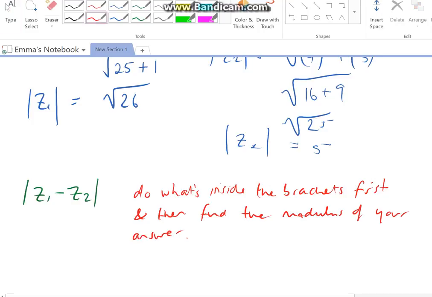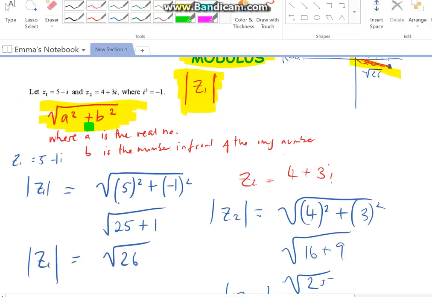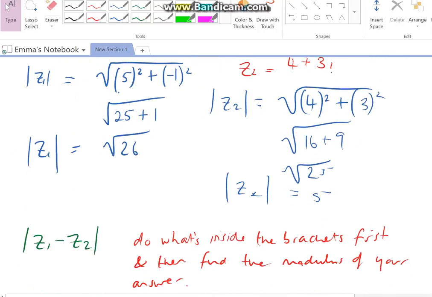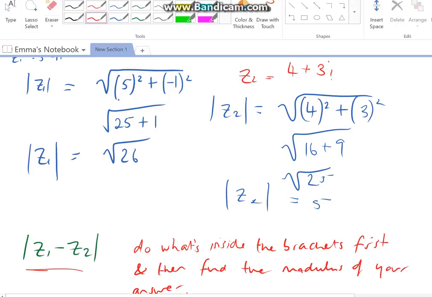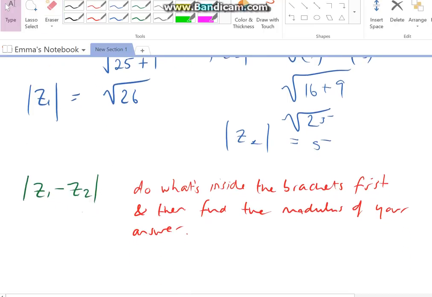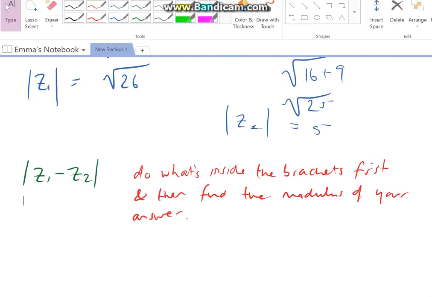Okay, and I suppose this makes sense in a way, because if we look back up at our formula here that I just have highlighted, a squared plus b squared, where a is the real number and b is the number in front of the imaginary number. If we were to just do it with this, we'd have two real numbers and two imaginary numbers. So it's too much information. So you need to tidy this up, so that you only end up with one real number and one imaginary number, and then you find the modulus of it. So do what's inside first.